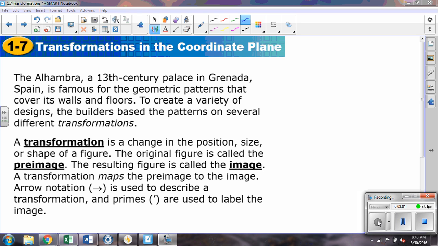Now, as I mentioned, a transformation is basically just any kind of movement, any kind of change. Pre-image is the beginning location, image is the ending location. One part that we need to get used to describing is how that movement is written down. And we use an arrow and prime notation to do that. For instance, if we take a point A and it gets moved, we'd use an arrow to say that it got moved. Then it gets moved to A prime.